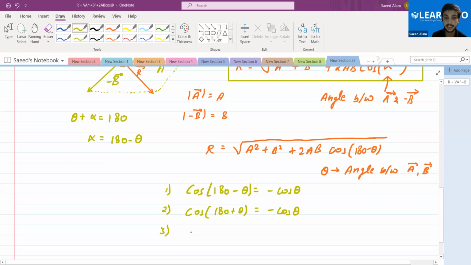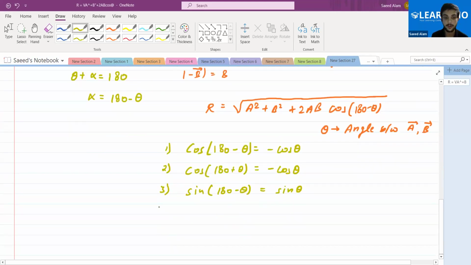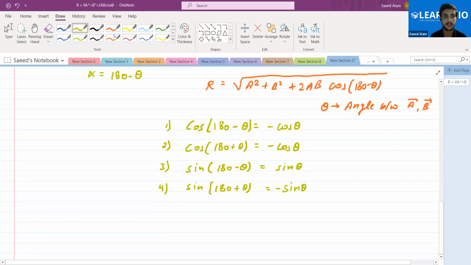Sine of 180 minus theta is sine theta. And the fourth thing that we should see here is that sine of 180 plus theta is nothing but minus sine theta. Can you remember all these four? Although we are going to use only the first one, I am giving you these because with time we'll get to know about it. We'll see the complete proof of this also. But for the timing, I'm just telling you here, so that we can move ahead.